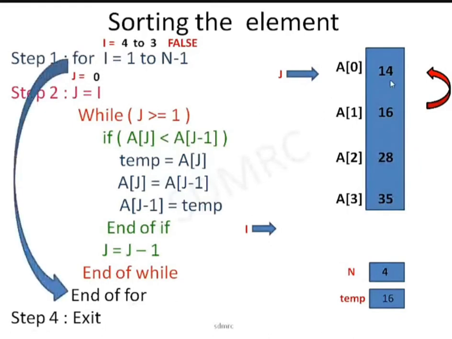Look at these elements. Now elements are in sorted order from A of 0 to A of 3: 14, then 16, then 28, then 35.